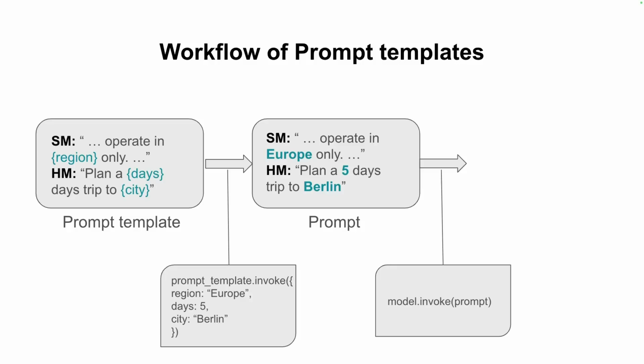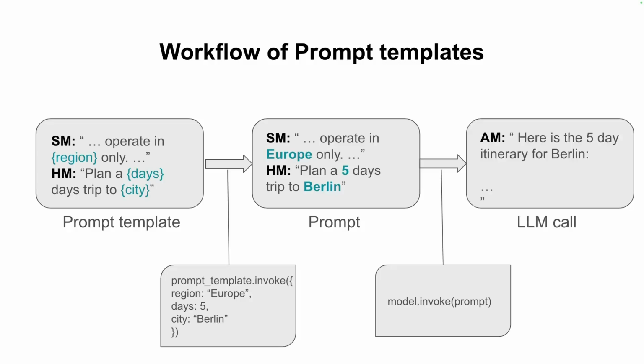And in return, we are going to receive the response from the large language model as an AI message. So AM here represents the AI message, and the response will be something like, here is the 5-day itinerary for Berlin, and it will go on. That's the kind of response we're going to get. So I just wanted to explain to you the workflow.